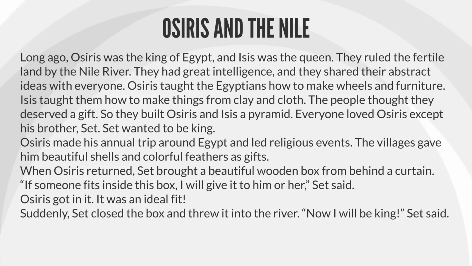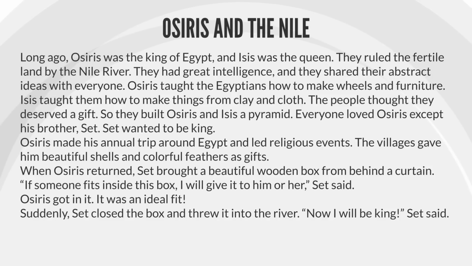Everyone loved Osiris except his brother Set. Set wanted to be king. Osiris made his annual trip around Egypt and led religious events. The villages gave him beautiful shells and colorful feathers as gifts. When Osiris returned, Set brought a beautiful wooden box from behind a curtain. "If someone fits inside this box, I will give it to him or her," Set said. Osiris got in it. It was an ideal fit.